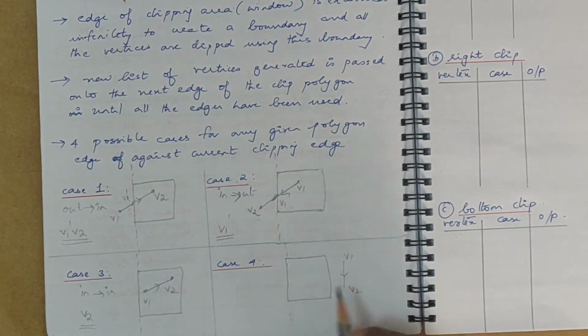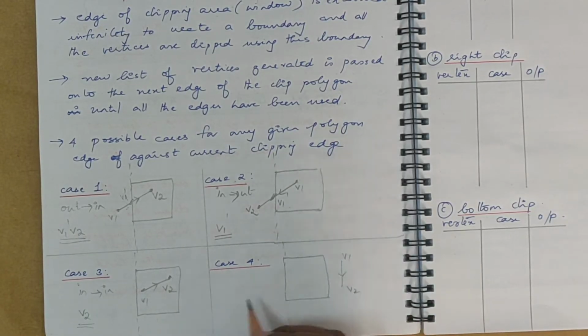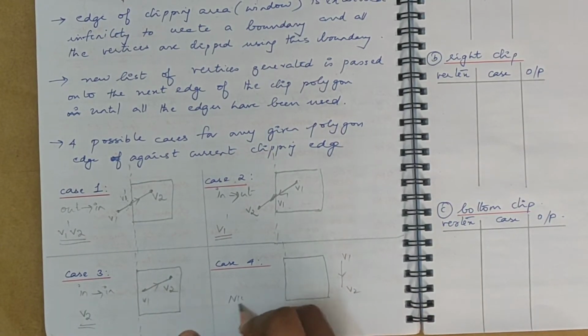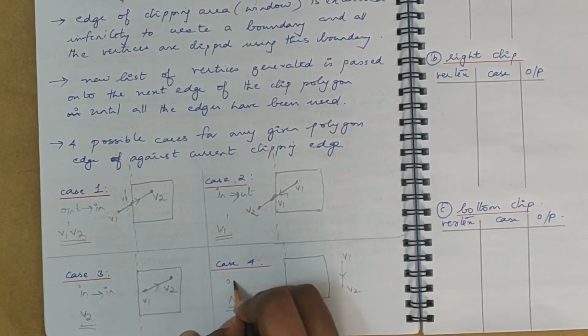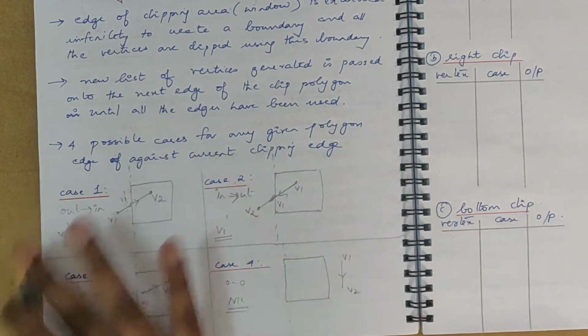And now the last case is where you have both the vertices outside the window. So you don't have to add anything. You will not add anything. So both the vertices are outside the window. Okay. So these are the four cases.